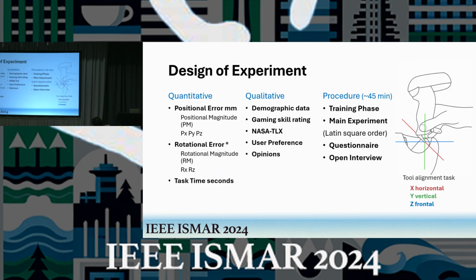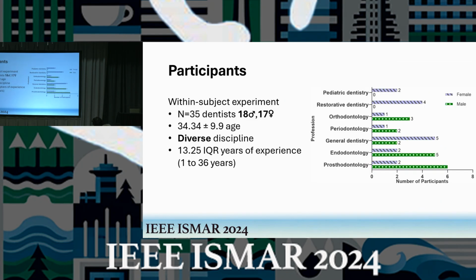We collected quantitative and qualitative data, and the dentist had the tool alignment task during the user study. It lasted around 45 minutes. The dentist first went through a training phase, and then started the main experiment in a Latin square order for balanced comparison, and then they answered the questionnaire, and we did an open interview for the preference. We conducted a within-subject experiment with 35 dentists, with 18 males and 17 females. They came from various backgrounds, from prosthodontology to orthodontology, and had years of experience in dentistry.